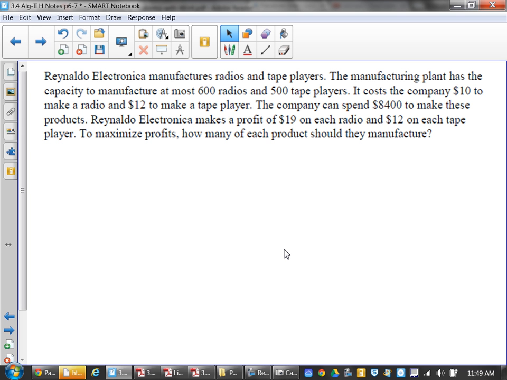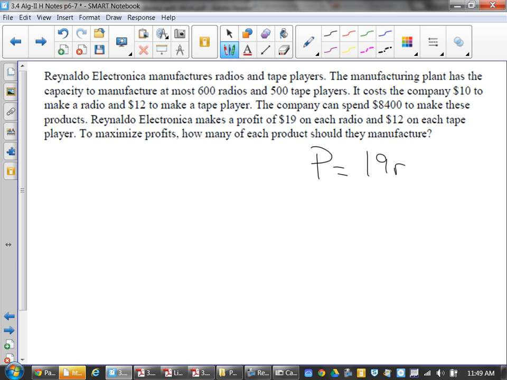When you set it up, we look at the problem: what are they trying to maximize? Profit. So we set up the profit. How much money do they make on radios and tape decks? 19 for the radio. Oh, sorry, I was going backwards. Yeah, you were looking at the costs. So the profits are 19 and 12 for the radios and tape decks respectively.